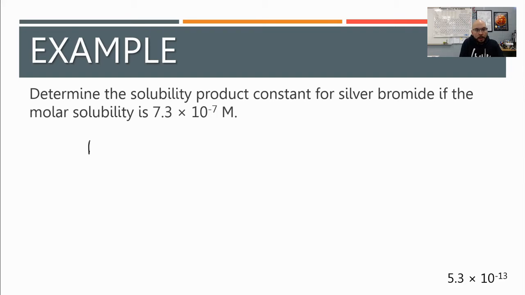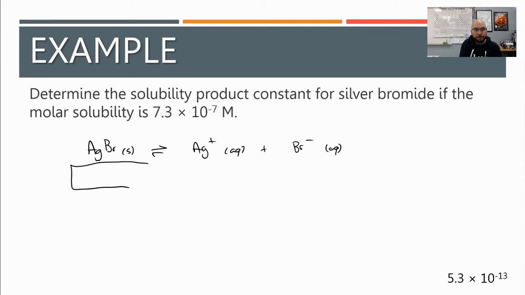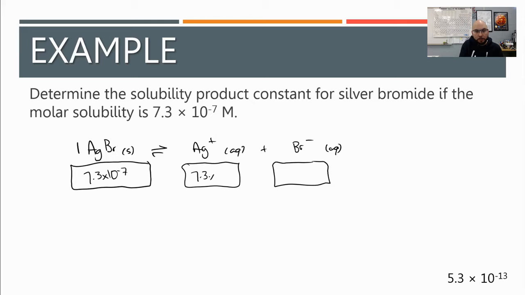So again, we've got AgBr. We're going to start with that, and it's a solid, and it forms this equilibrium reaction between its ions and that solid, Ag+ and Br-. Now, when we write it like this, we can express the molar solubility as this value here. And when one of these breaks down, it forms one silver and one bromide ion. So if I know this is 7.3 times 10 to the negative 7, this number here has to be 7.3 times 10 to the negative 7, and so does this one.